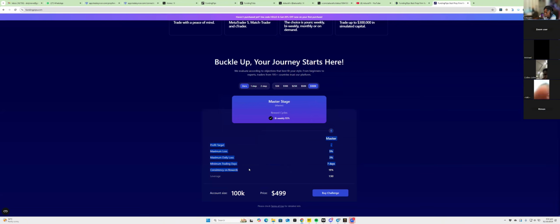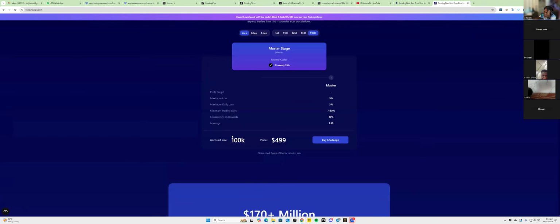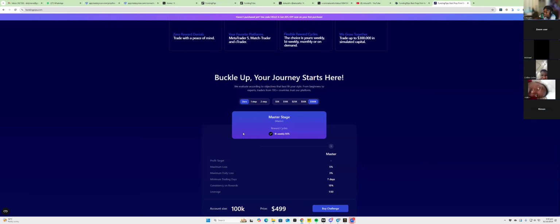And then you can see consistency here is 15. So 15 here is even worse. You have to trade for like 6 days just to follow this consistency rule. And then you can see that the max loss is just 5%. And I think even the drawdown should be trailing. I don't know, they didn't put it here, but I think the drawdown should be trailing. So I have 90 reasons, or 100% of a reason, I do not want to trade a zero account.